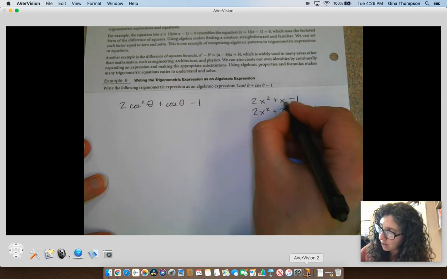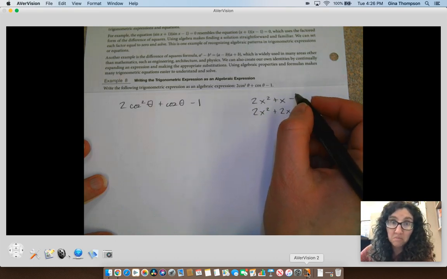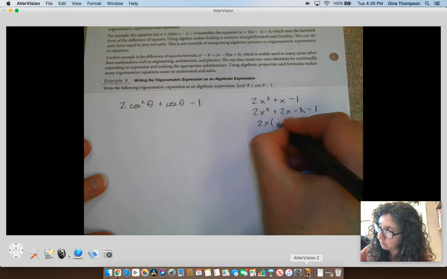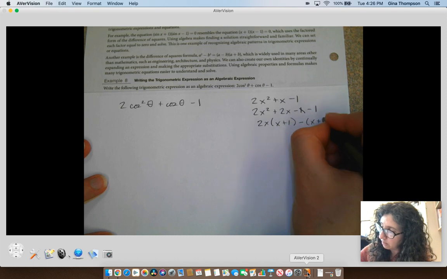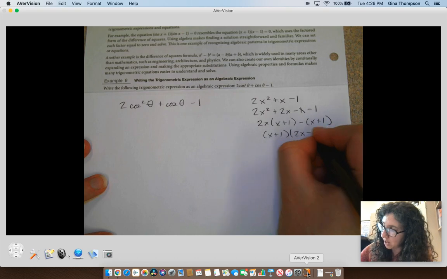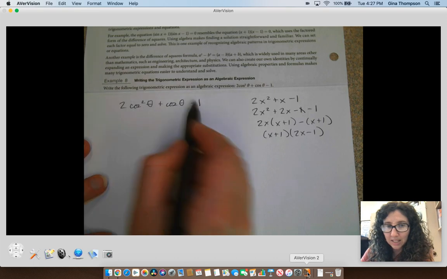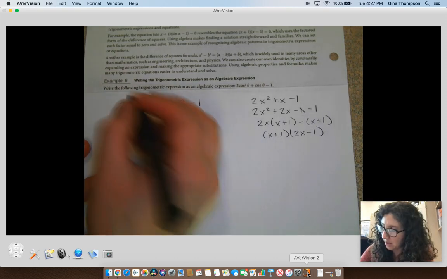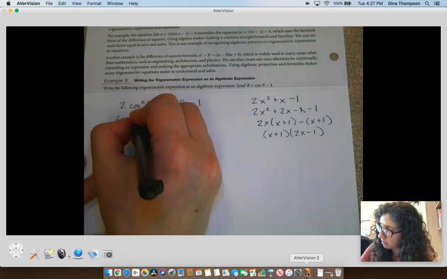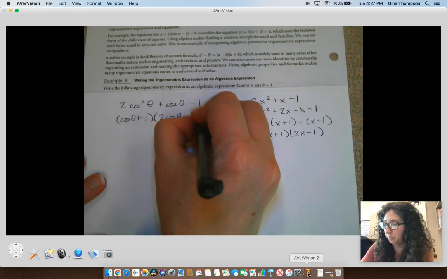I'm just factoring this, right? Whatever method you know how to factor, use that one. I'm splitting this middle term into 2 terms, so now I can use grouping. And I would factor out x plus 1, and I get 2x minus 1. I can use that same process here, even though instead of x's, I have cosines. So this is going to end up being cosine theta plus 1 times 2 cosine theta minus 1.